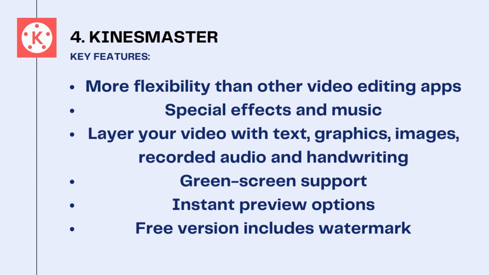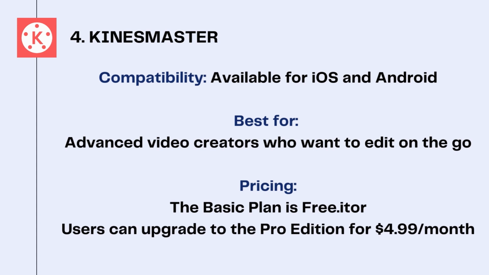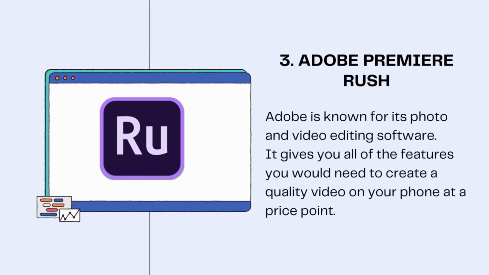Layer your video with text, graphics, images, recorded audio, and handwriting. Green screen support, and instant preview options. It is compatible in both Android and iOS, and it's best for advanced video creators who want to edit on the go. Number 3. Adobe Premiere Rush.